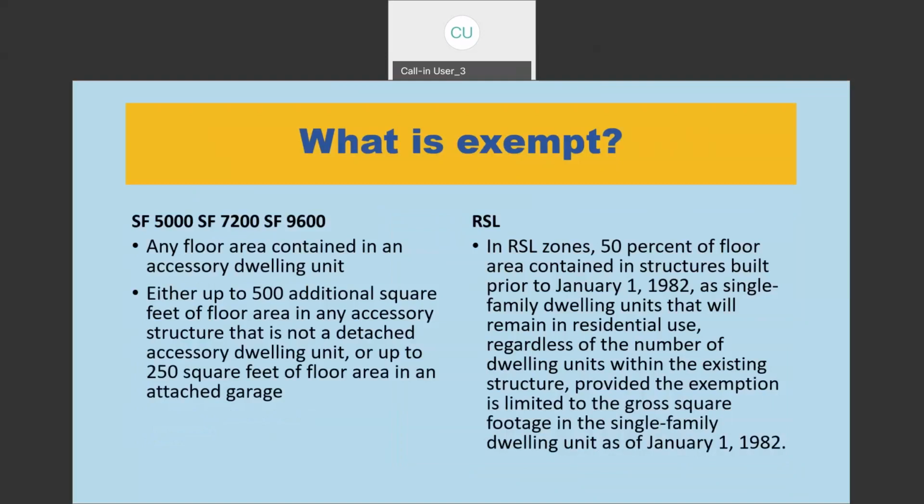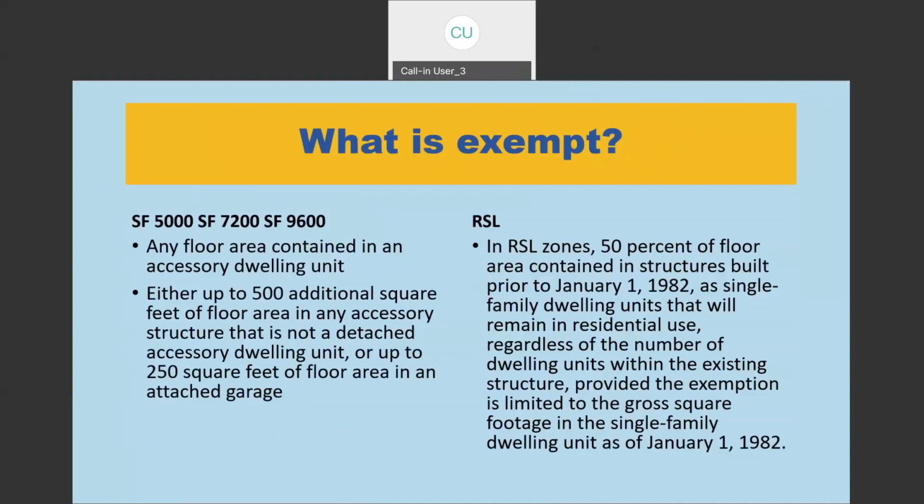Okay, so there are 2 different categories on this slide. We have our single family zones and our RSL zones. In single family zones, any floor area contained in an accessory dwelling unit, whether attached or detached, is exempt from the FAR calculation. And if you were listening to the presentation previous to this, accessory dwelling units can have up to 1,000 square feet of gross floor area. So potentially houses can have 1,000 square feet exempt from the FAR calculation if they have an accessory dwelling unit.